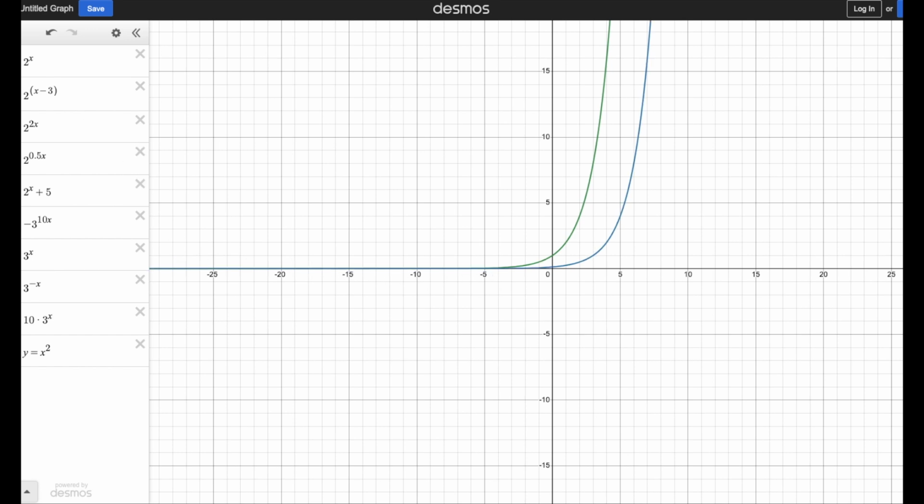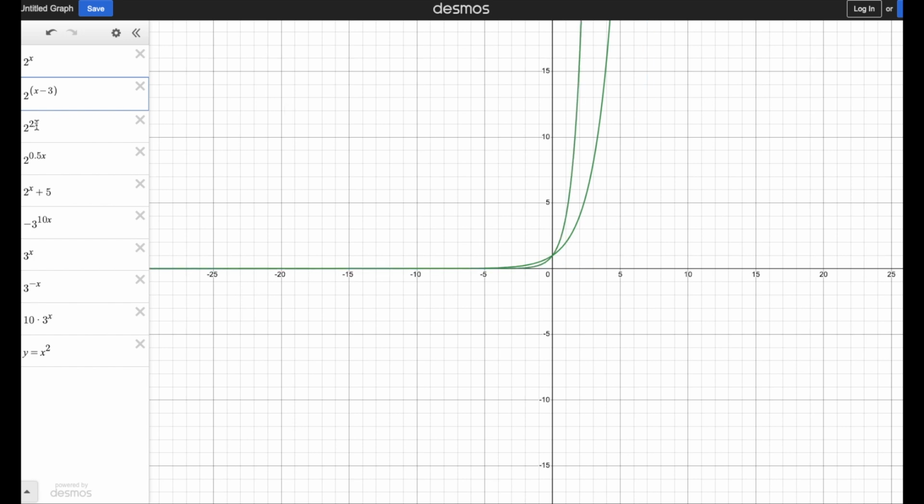Okay, so now let's plot 2 to the x take 3. What effect does this have? You can see the graph is translated to the right 3 units. So if we look at this point 1, 2, that's now at 4, 2. I don't know why I can't get these exact points. But that's at 4, 2 there. Okay, so that transformation of 2 to the x take 3 is a translation to the right 3 units.